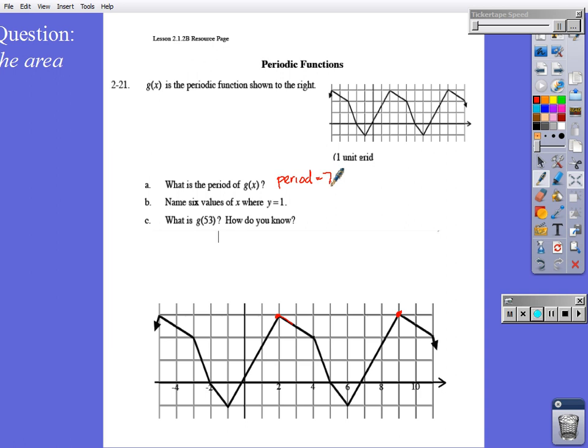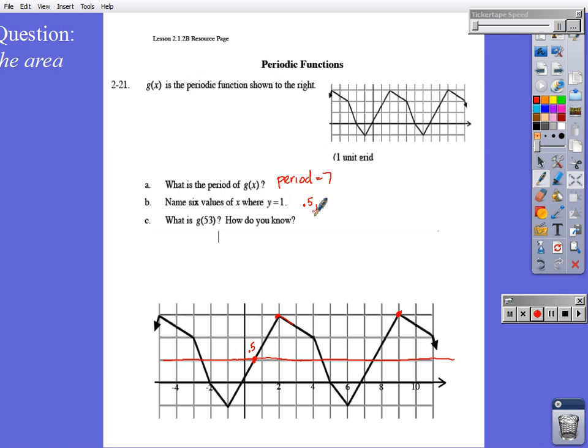Name 6 values for x when y is 1. So we go to where y is 1. That's this line right here. And we have to find 6 x values when y is 1. So it looks to me like y is 1 right here, and that would be halfway, so 0.5 is one of those x values.